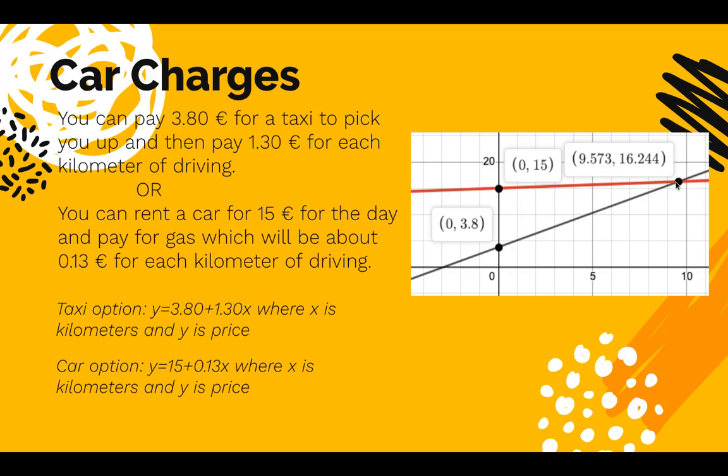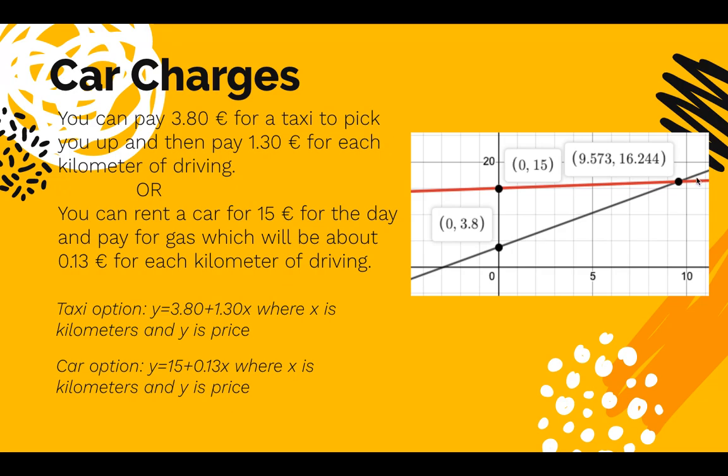This intersection point tells us that when the distance is 9.573, for both lines, the price is 16 euros and 24 cents if I round. So this is the point where the distance and the price are the same for both options. Beyond here, you see a drastic change, where the car becomes cheaper and the taxi becomes more expensive. Before that, the taxi is the cheaper option because it's lower on the y-axis, which represents the amount of money you have to pay, and the car is the more expensive option before the point of intersection. So that's where you can see basically the breaking point.